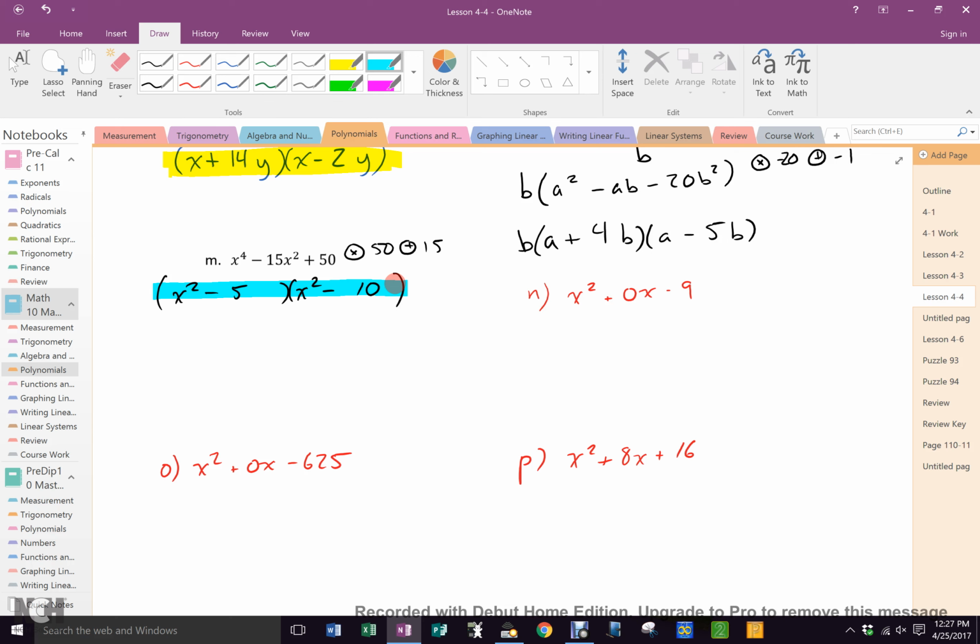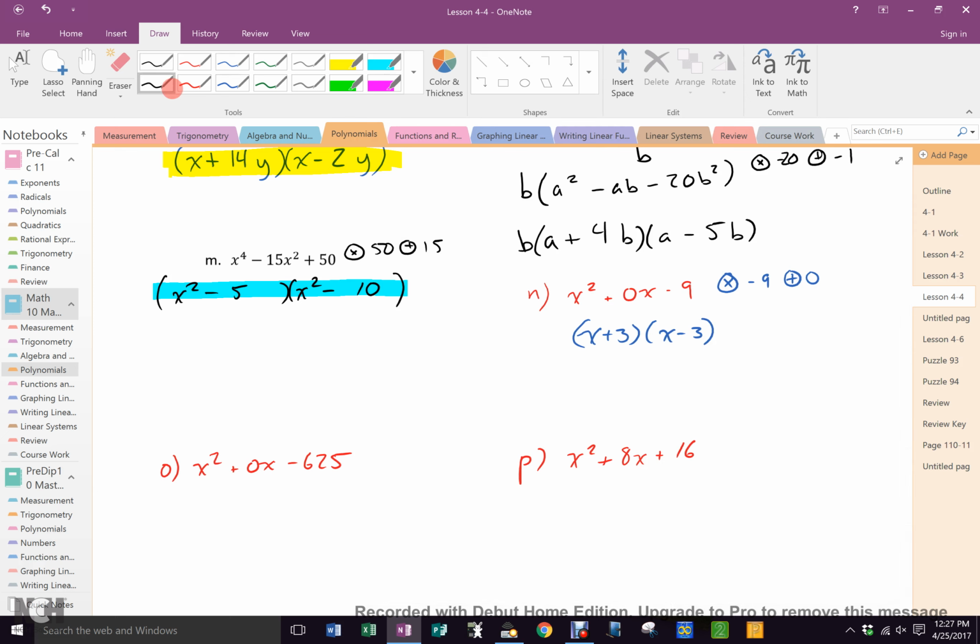What's weird about n? It's a 0 in the middle. So I need to multiply to what? Negative 9 and add to what? 0. What is it? Is it 1 and 9? It's 3 and 3. Because 9 has a square root, so it's x plus 3, x minus 3, yes?